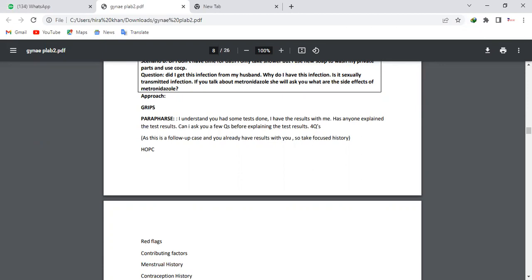Then the red flags you missed, that is very important. You have to ask about abdominal pain, lower abdominal pain. Have you noticed any bleeding? All right, and then ask about the contributing factors, because you asked those questions afterwards, and that's why your whole approach was really disorganized. So you have to be organized in your approach.